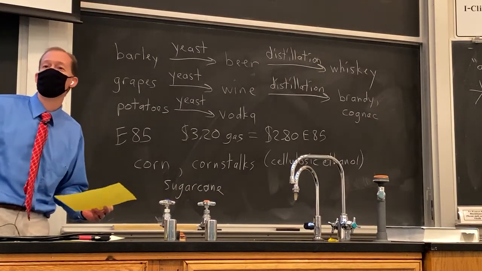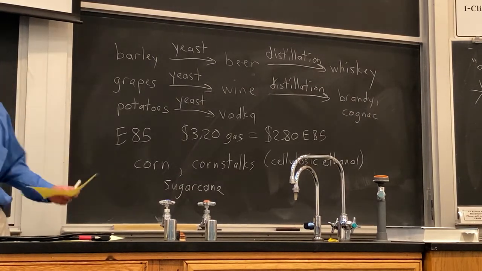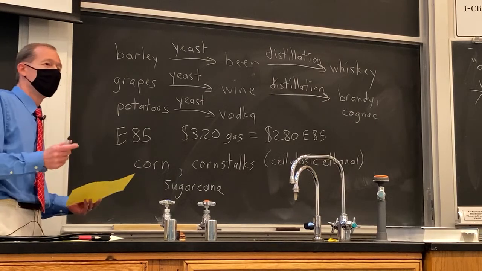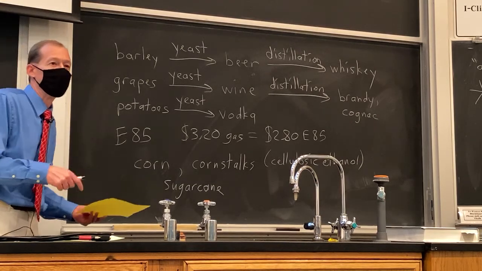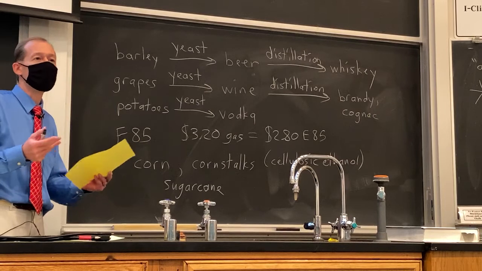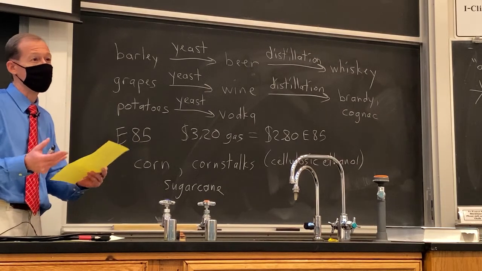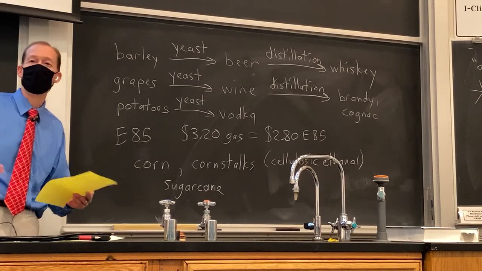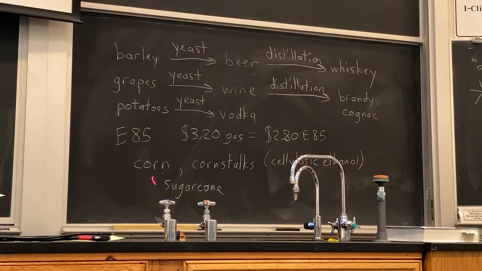Sugarcane. In Brazil, they have tons and tons of sugarcane, and it's actually more efficient to get the ethanol from the sugarcane. They actually burn the stalks in the plants to provide the energy for producing the ethanol. So they're not burning fossil fuels. It works pretty well, but we don't have a lot of sugarcane in the US. That wouldn't work for us very well.